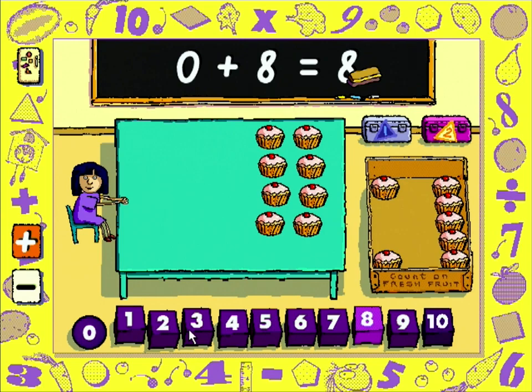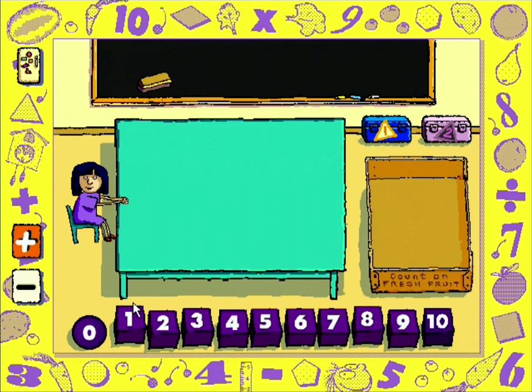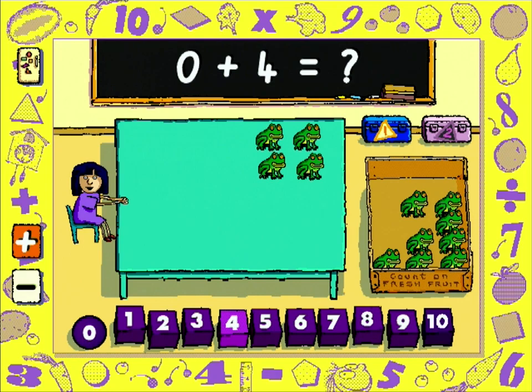Yes! If I have level 1, I haven't got any frogs. Get me 4 more out of the box. 4. Hooray! 0 plus 4 equals 4. Oh, yeah, yeah.